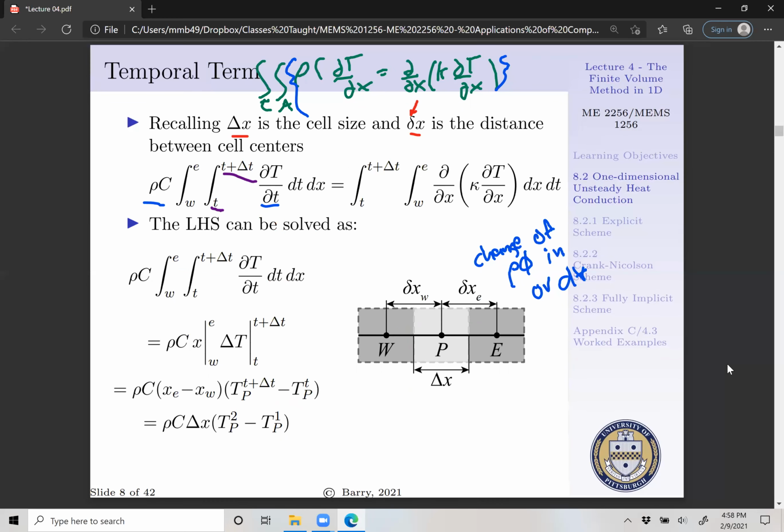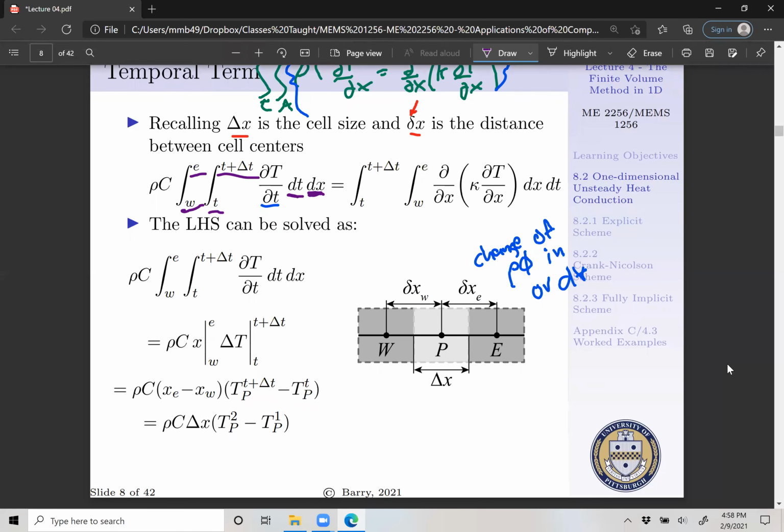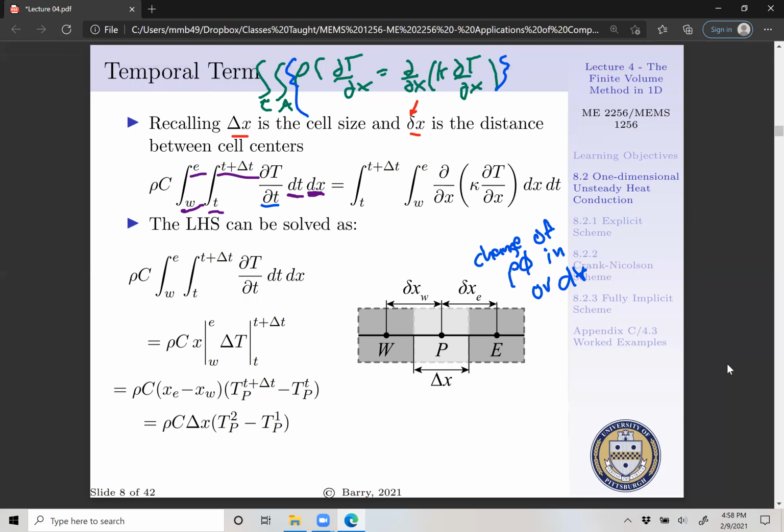So we're going to set up our integration as such. We're going to integrate between our west and east faces, and that's going to be done in our x direction. We're going to integrate with respect to time between t and t plus delta t. And we're going to apply this to our left-hand side and right-hand side equations: partial T with respect to t, and the partial with respect to x of kappa partial T with respect to x.